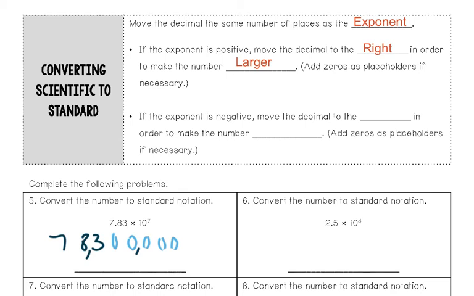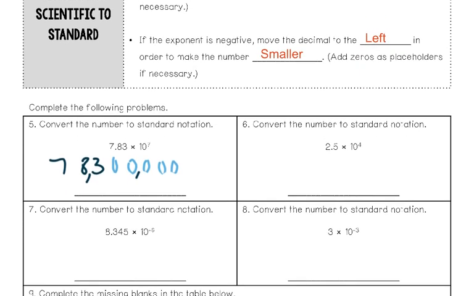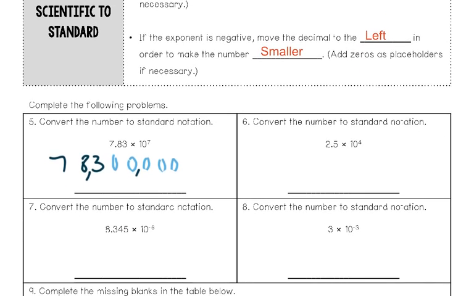I will go ahead and look at this next rule though. If the exponent is negative, move the decimal to the left in order to make the number smaller. So we had a positive exponent, so we moved to the right. If we have a negative exponent, like in number 7, we want to take that and move that number to the left. So let's do the same thing with number 7.